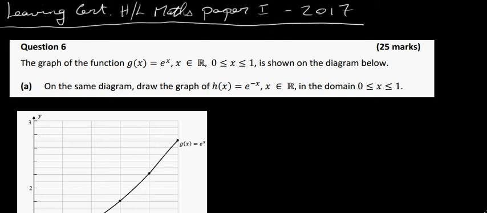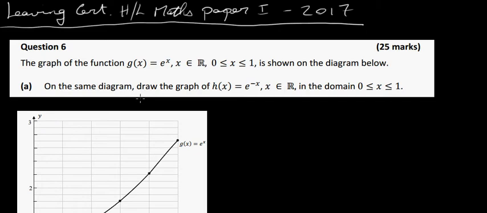Right, so in this video I'm going to have a look at Leaving Cert Higher Level Maths Paper 1 2017, and I'm just going to have a look at question 6. So this is it here. We're given a graph of the function e to the power of x. It's drawn here. I'll show you that in a minute. And it's drawn between 0 and 1.